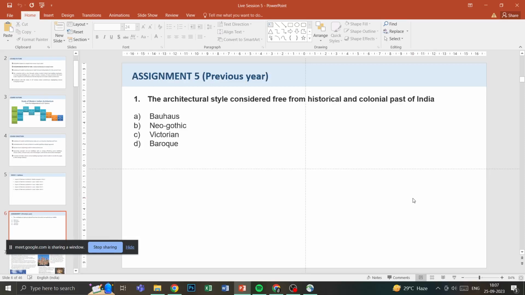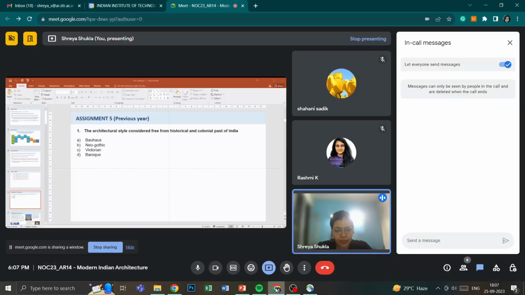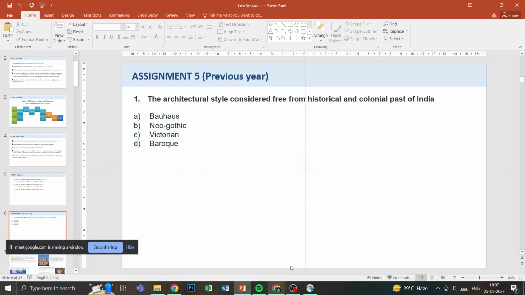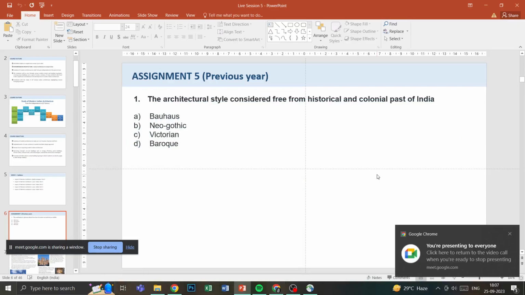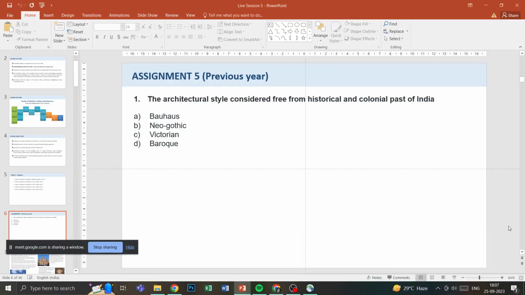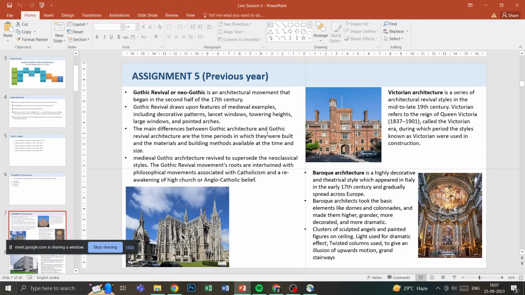So question number 1, the architectural style considered free from the historical and colonial past of India. There are 4 options given: Bauhaus, Neo-Gothic, Victorian, and Baroque. And the question is asking which of the following architectural styles is considered free from historical and colonial past of India. So to answer this question, we'll just briefly go over these architectural styles to understand what they actually are. So Gothic style, it was mentioned Neo-Gothic.